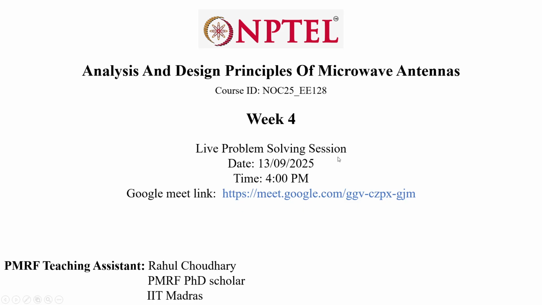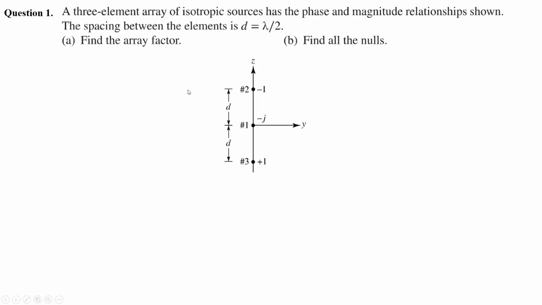So let's start with today's session with question number 1. In question number 1, a 3-element array of isotropic sources has the phase and magnitude relationship shown here in this figure. Here we have 3 antennas arranged in this fashion along the z-axis, and the spacing between these element antennas is lambda by 2.